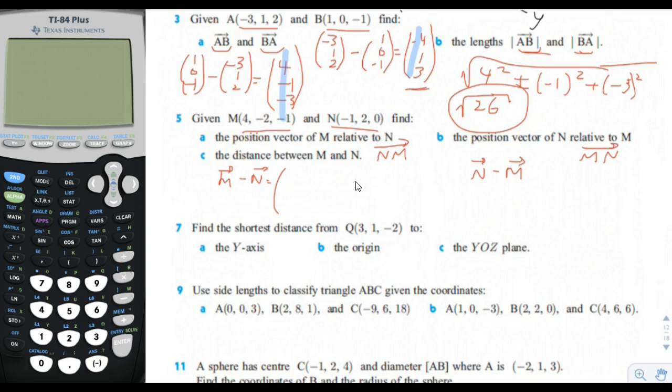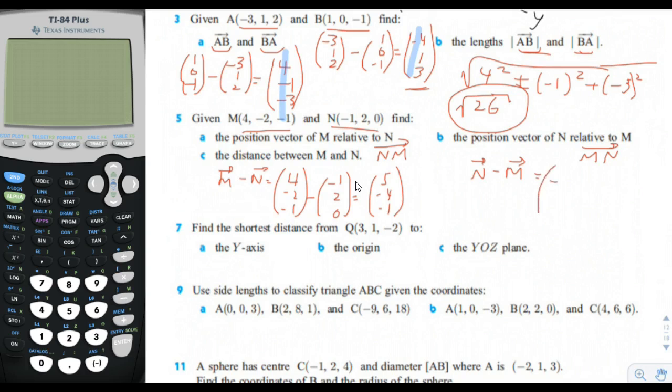So M minus N would be 4, negative 2, negative 1, minus negative 1, 2, 0, which would be 4 minus negative 1 would be 5. Negative 2 minus 2 would be negative 4. Negative 1 minus 0 is negative 1. And N minus M should be the exact opposite of that.